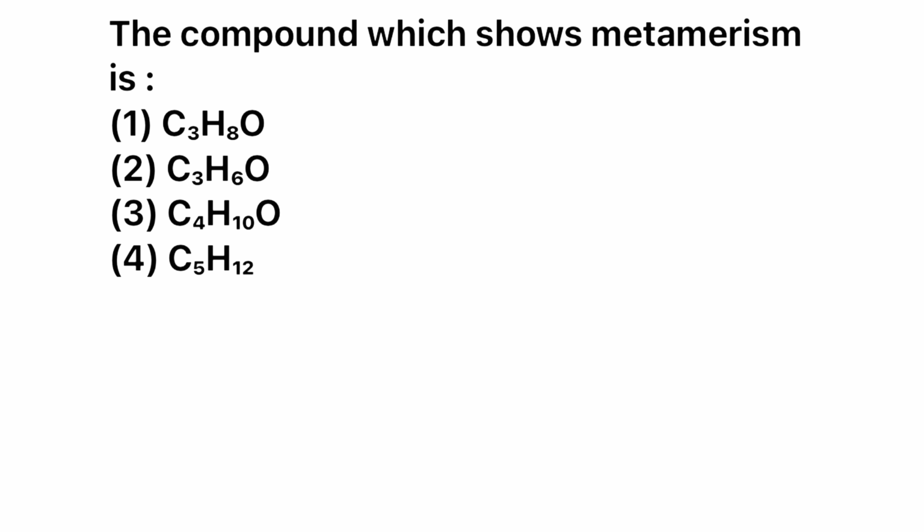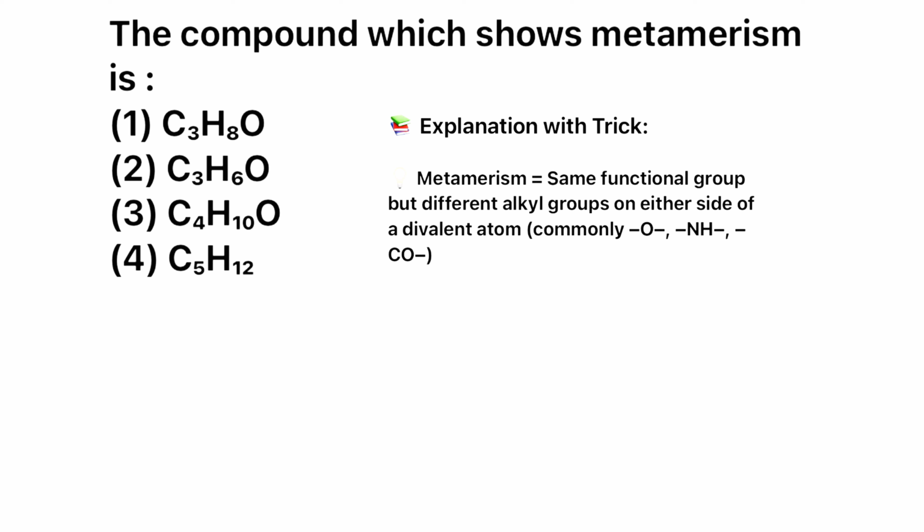See, this question is from the 2022 NEET question paper. The compound which shows metamerism is. For doing this question, first of all, you must know what is metamerism. Same functional group but different alkyl groups on either side of a divalent atom. You know, right? Ethers show metamerism, secondary and tertiary amines show metamerism, ketones show metamerism, correct?